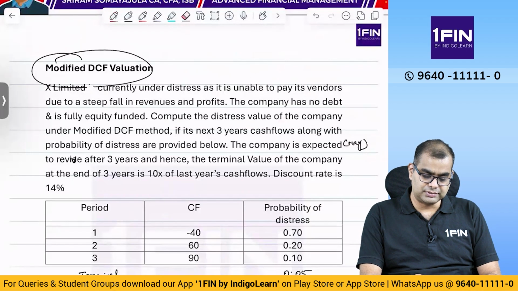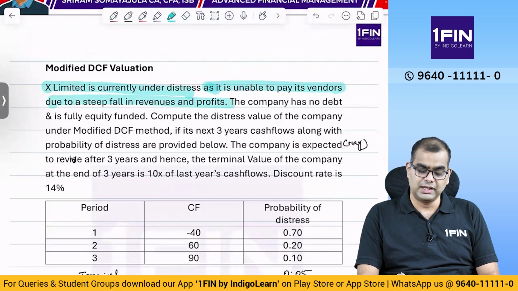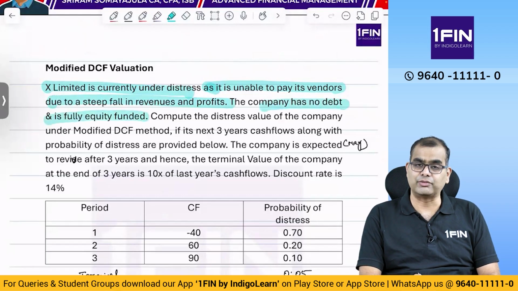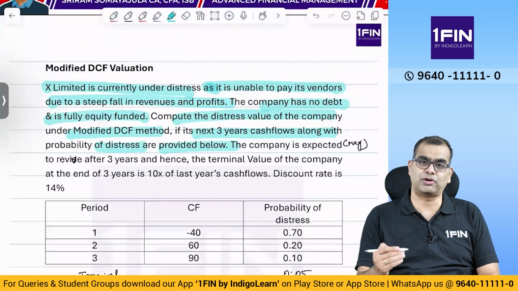I'll just clean this up. X Limited is currently under distress, as it is unable to pay its vendors due to a steep fall in revenues and profits. The company has no debt and is fully equity funded. No debt, okay, no problem. Compute the distress value of the company under modified DCF method if its next 3 years cash flows along with probability of distress are provided below. Next 3 years cash flows and each year what is the probability of distress.